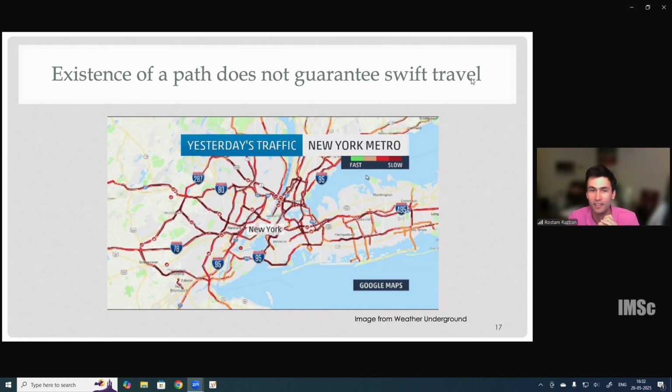And whether you want to go from New York City to Stony Brook out here, you have a lot of options, but unfortunately, having a lot of options still doesn't matter because you're probably gonna be stuck for a while because of just how congested the number of cars on the roads are.